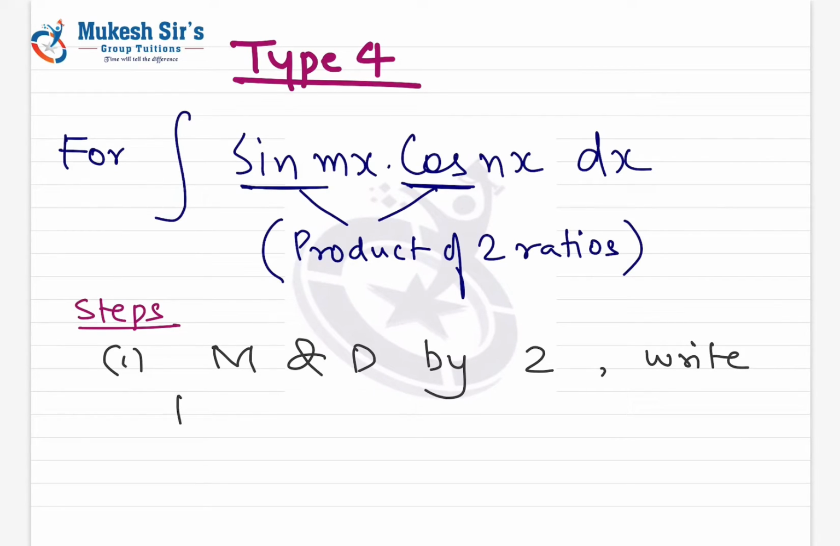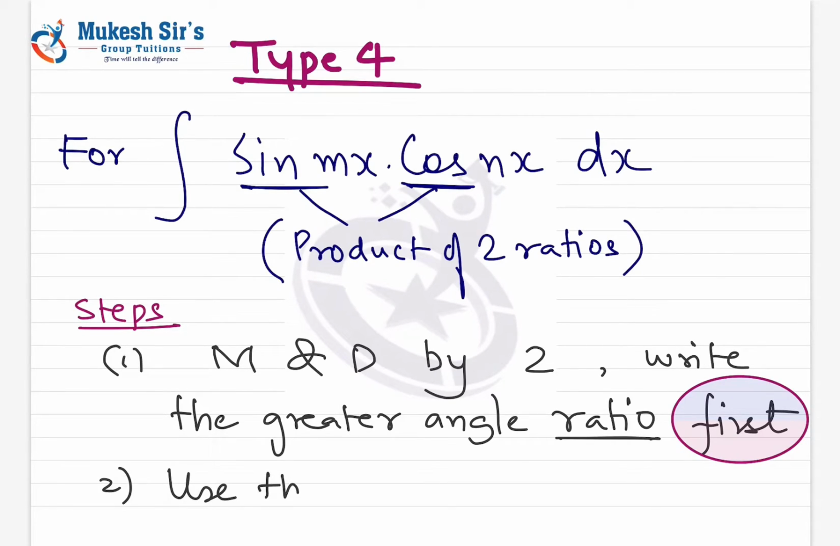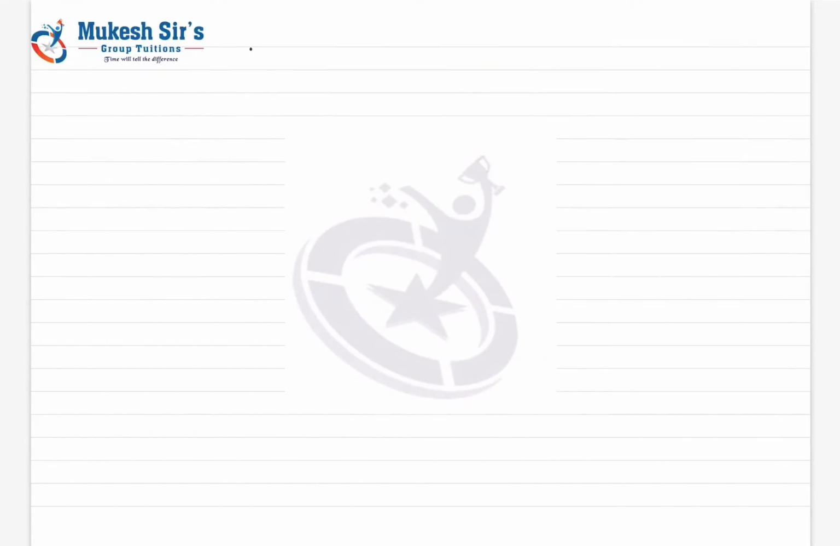Write the greater angle ratio first. जिस रेशियो का एंगल बड़ा है वो पहले लिखना है. Okay. Then you have to use the appropriate defactorization formula.